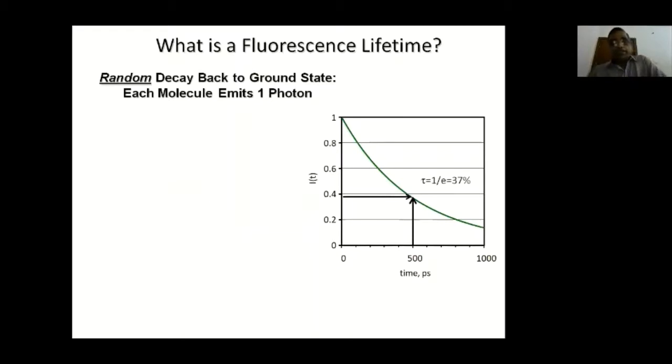When you use TCSPC as a technique, how do we measure it? Now we have a lot of computational methods. When we were students, there were no computers. You had to draw a fluorescence intensity decay and then find the 1 over e value. That gives you the lifetime of the fluorescence decay. But now computers help you do all kinds of deconvolution and give you the information. But actually, this is the basis of the lifetime calculation, the 1 over e value.